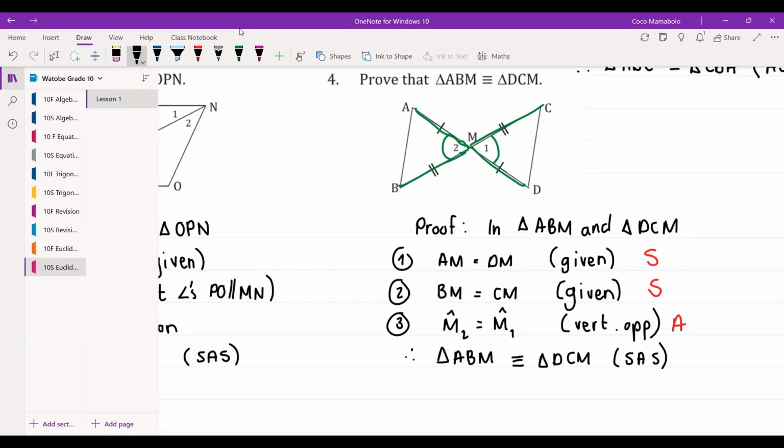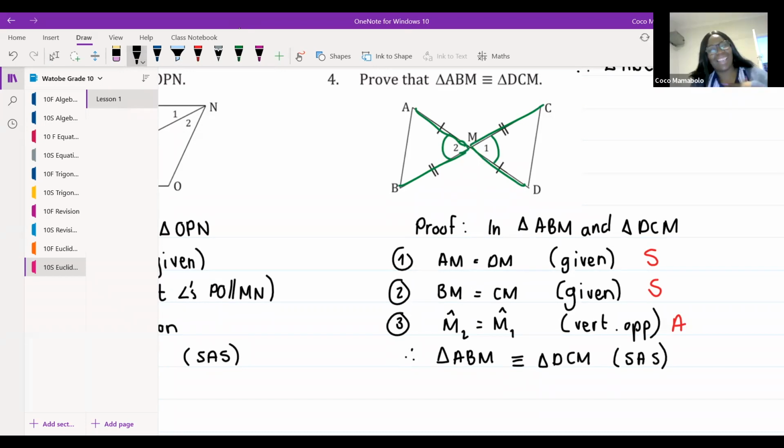Very well done. Oh, guys, you make my heart full because you are just like vertically opposite apples. Yes, Lesedi, vertical opposite apples. Agree. Okay.